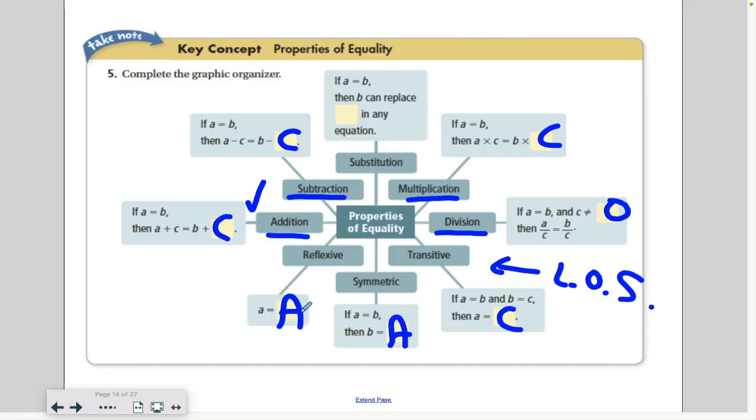And finally, if A equals B, then B can replace A in any equation. That is substitution. You will have to know and be able to quote all of those as you're constructing proofs.